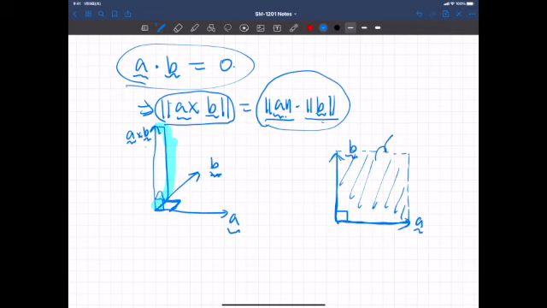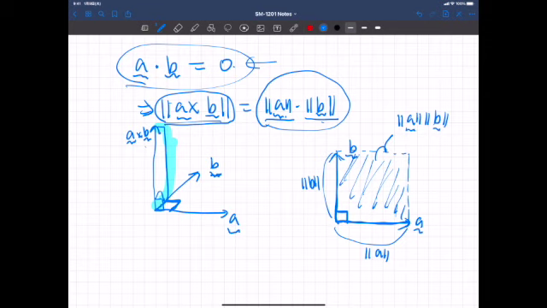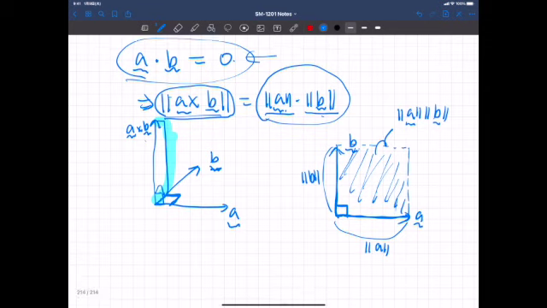This area is this, right? The length of this is A modulus, the length of this is B modulus. And they have the right angle here because the scalar product is 0. So the length of the cross product is the same as the area of this rectangle. That's what this lemma says.